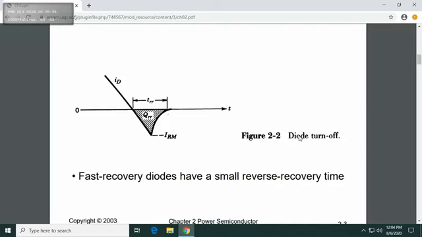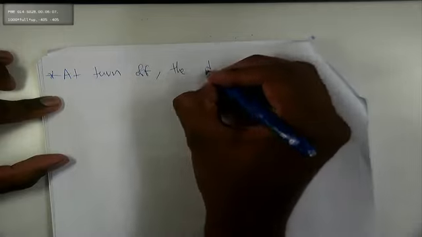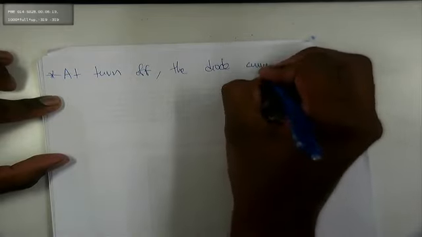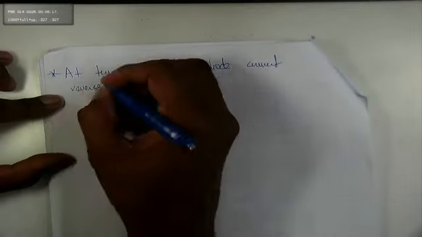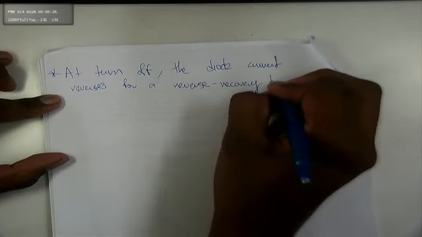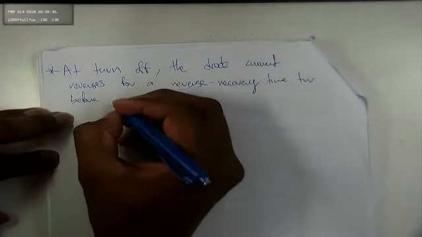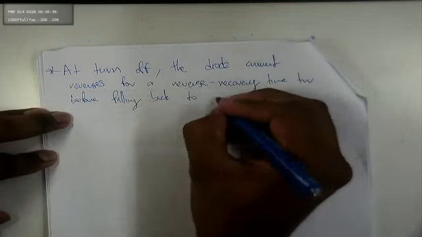Okay, so let me write this down. At turn off, the diode current reverses for a reverse recovery time, which is known as TRR, before falling back to 0.